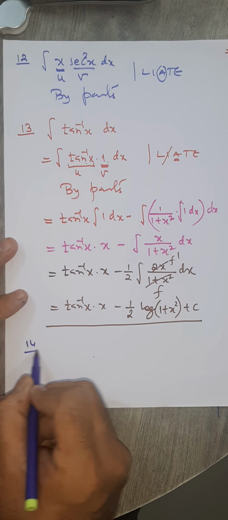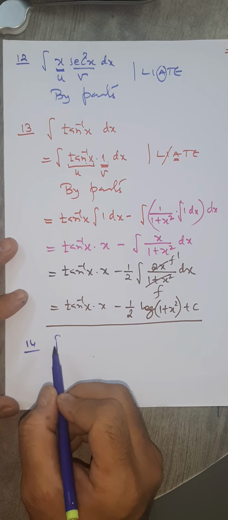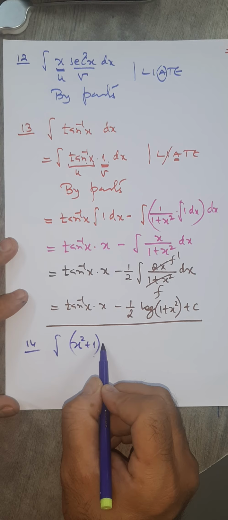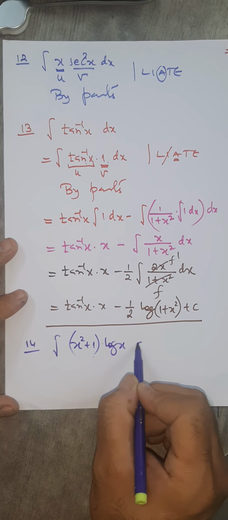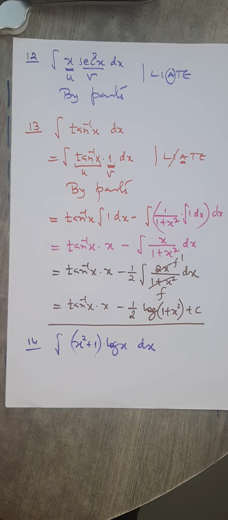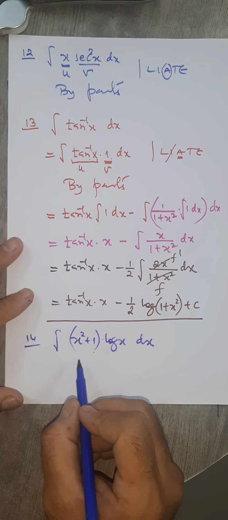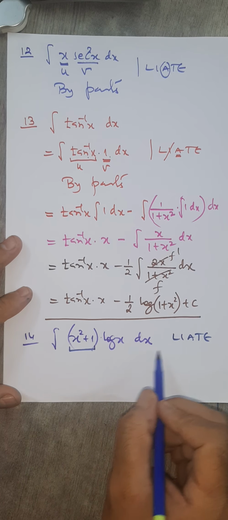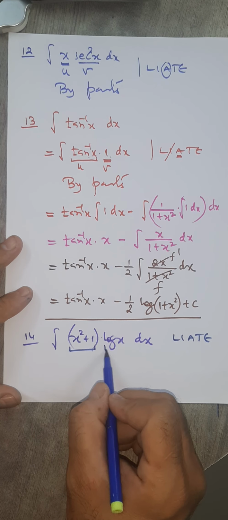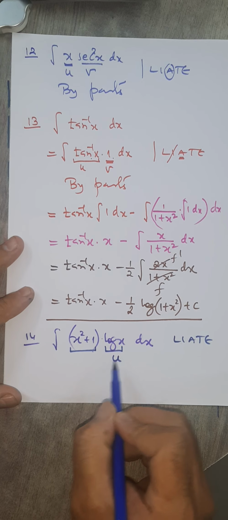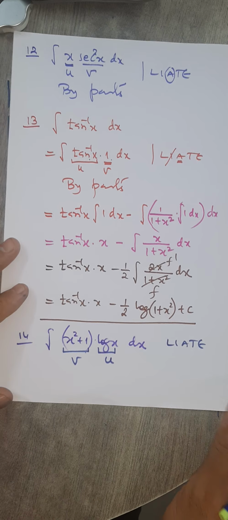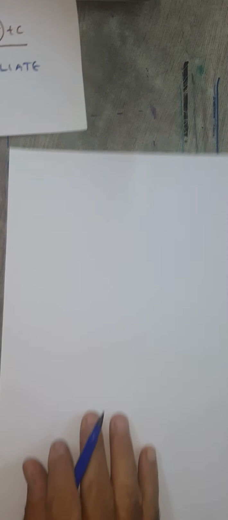Question number 14, which is here, x square plus 1 into log x. So combination of which two functions? Algebraic and trigo. Recall the LIATE rule. This is algebraic and log function. Combination of algebraic and log. Log is always u, the other one is v. Remember, log comes first. So I'll use integration by parts here.